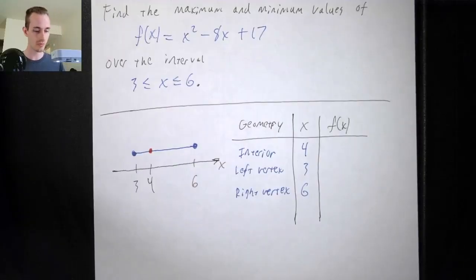Like that, there we go. That actually is in the region. If it was not in the region, then we can throw it out immediately. In this case, we do have to test all three of those.